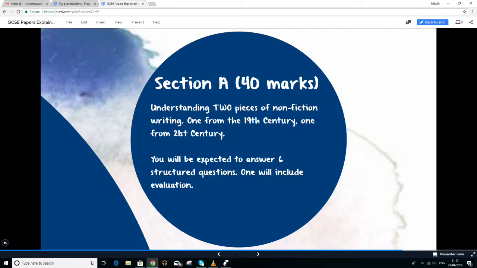But the important thing to remember is these texts are going to be having very different viewpoints because of the context in which they are written.